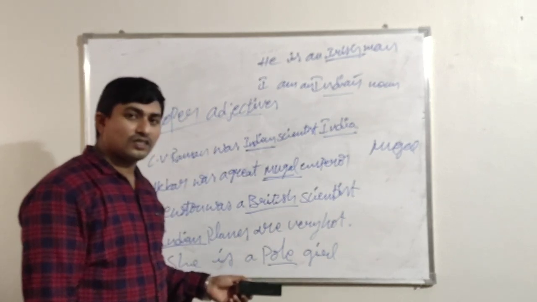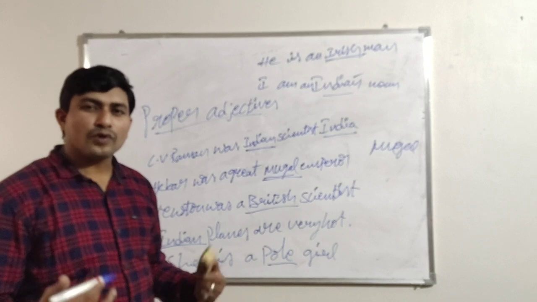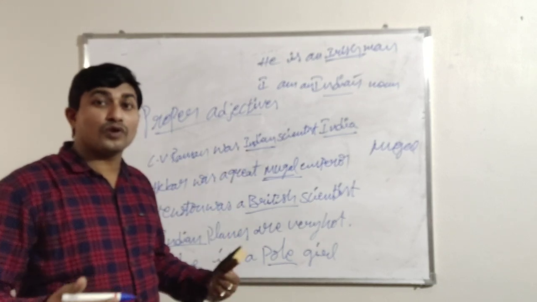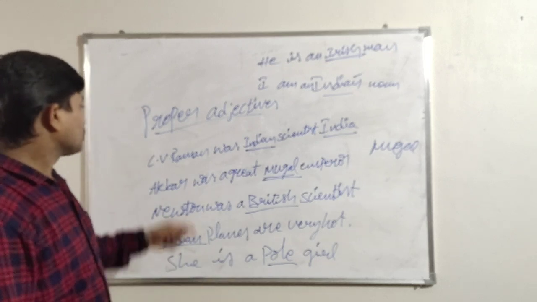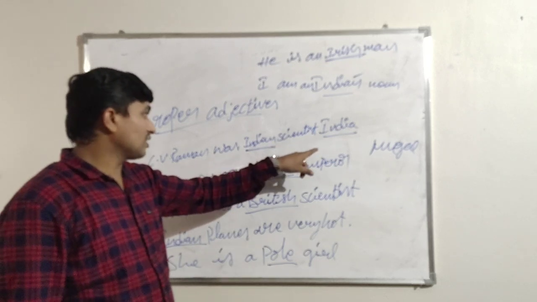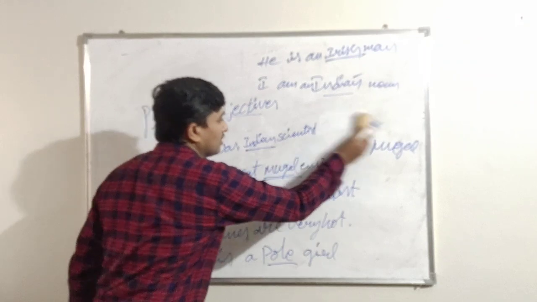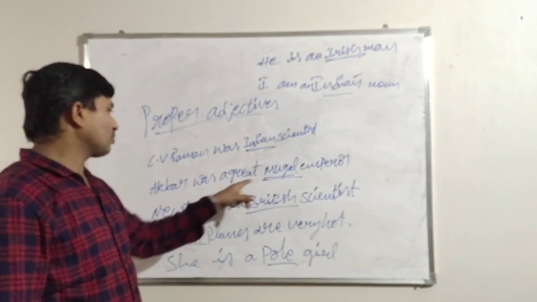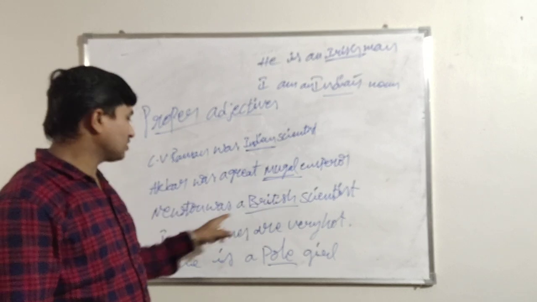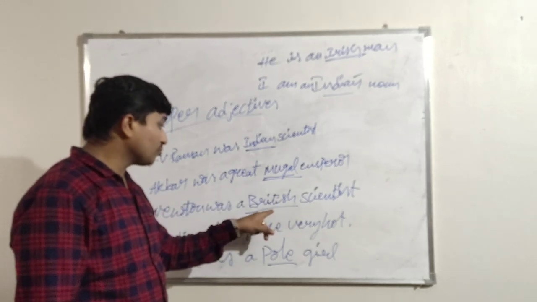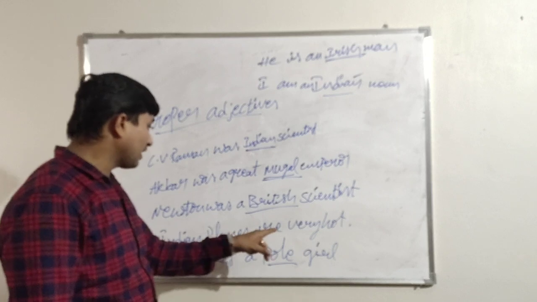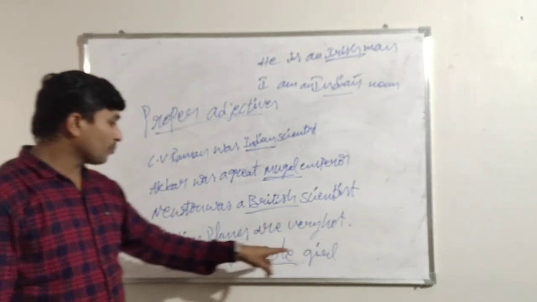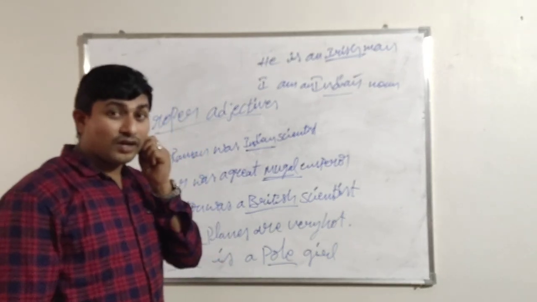So what do you understand here? How can we form proper adjectives? Proper adjectives can be formed from proper nouns, exactly. C.V. Raman was an Indian scientist. Here Indian is a proper adjective. Akbar was a great Mughal emperor, so Mughal is a proper adjective. Newton was a British scientist, British is a proper adjective. Indian plains are very hot, here Indian is a proper adjective. She is a Polish girl, here Polish is a proper adjective.